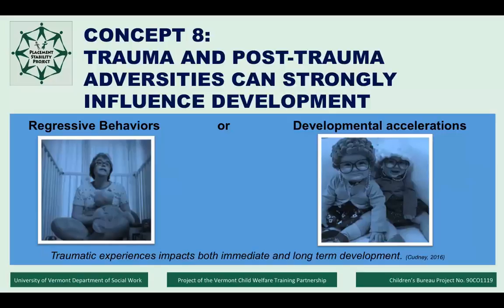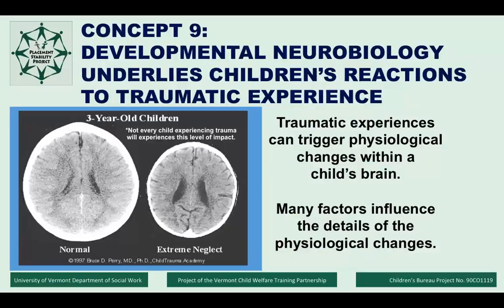Both immediate and long-term development can be impacted by these experiences. Concept 9. Developmental neurobiology underlies children's reaction to traumatic experience. Our brain structure is designed to help us respond to danger for survival purposes. Exposure to chronic trauma or multiple dangerous situations can therefore have strong biological consequences. Traumatic experiences trigger physiological changes within a child's brain.